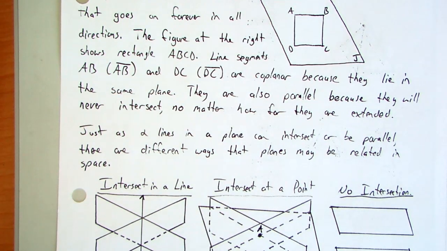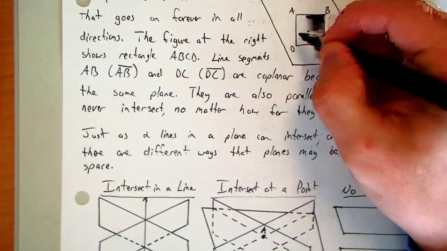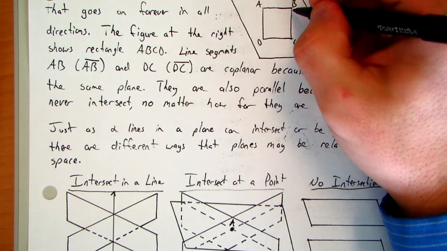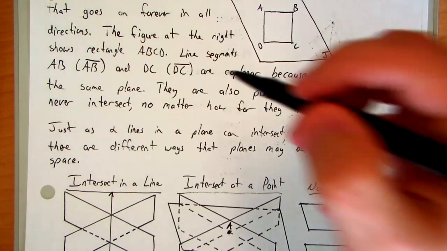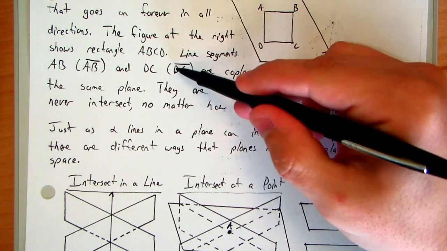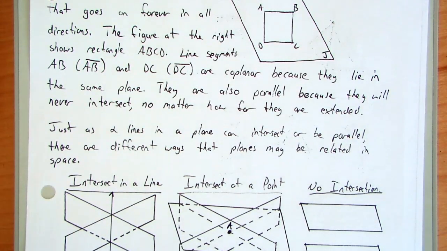Now line segment AB, that's going to be this one all across here, and we show that by writing AB with a little line across the top. And line segment DC, which is along the bottom here, and again we show that by writing DC with a line over the top. Those lines are called coplanar, and the only reason they're called coplanar is because they're on the same plane. They're also parallel though, because they will never ever intersect, no matter how far we extend those lines.